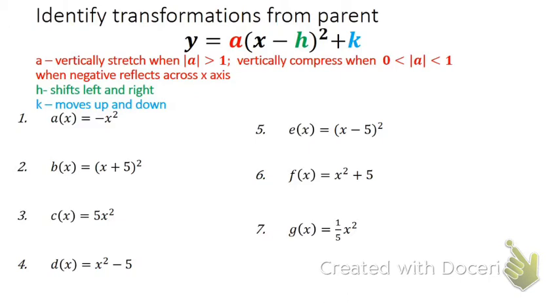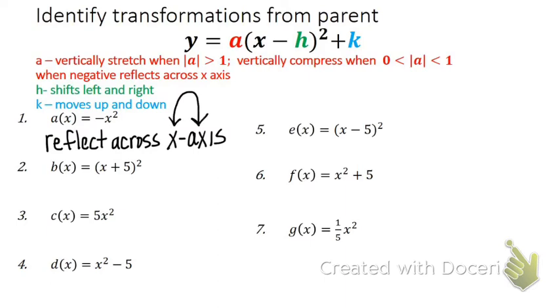Looking at number 1, we notice that the a value is negative. Because the a value is negative, it is going to cause the parabola to reflect across the x-axis. So this parabola is going to look like a frown instead of a smile.